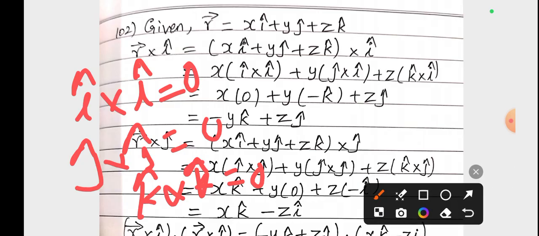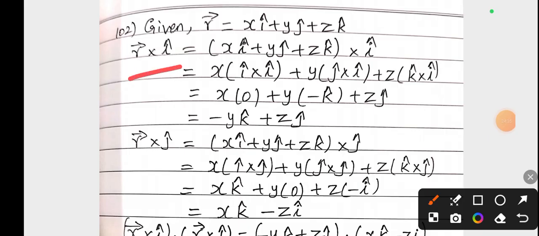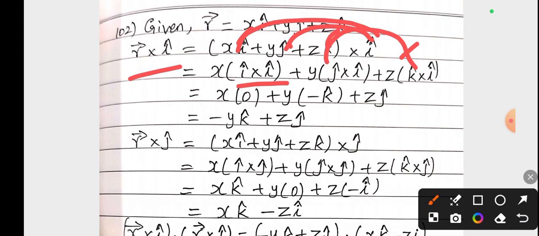Now to apply this, let us take r vector cross i. So xi cap plus yj cap plus zk cap, cross i cap. x is multiplied with i cross i, y with j cross i, and z with k cross i. i cross i is 0. j cross i is minus k, correct? k cross i is j cap. So y into minus k is minus yk cap, then zj cap.